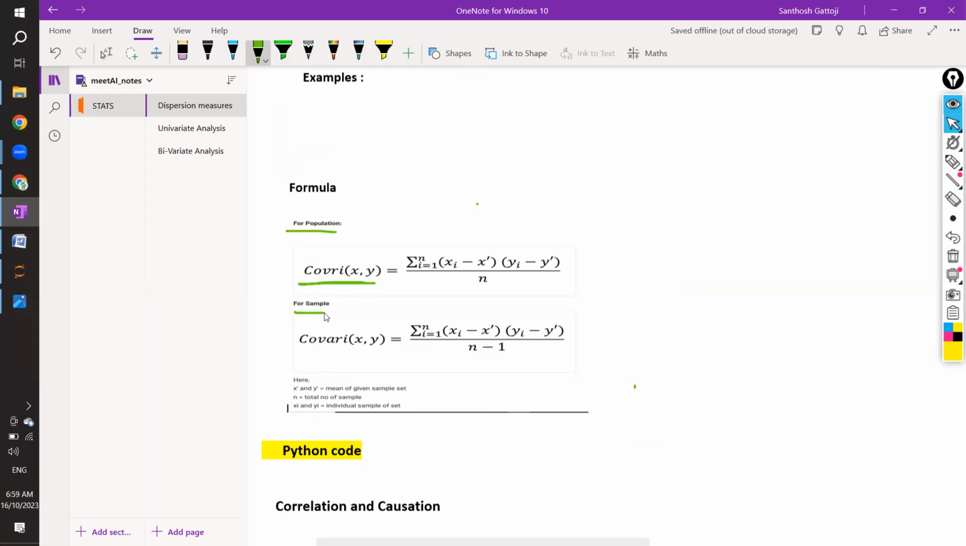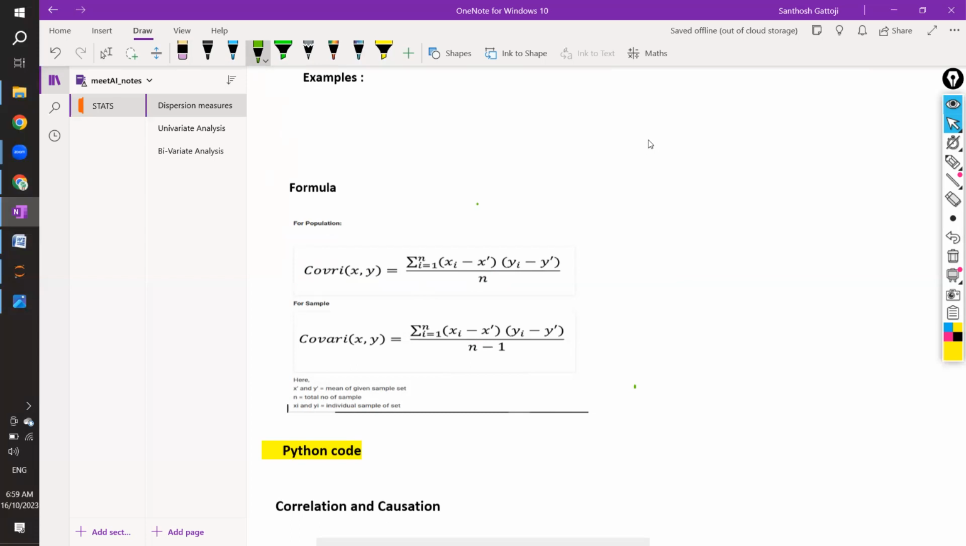The only difference you will find here is that for population you will have n, and for sample you will have n minus 1. And this reason we have discussed in the other class. The important point here is the formula: even though it looks big, it's a pretty simple formula. Here, what's happening?